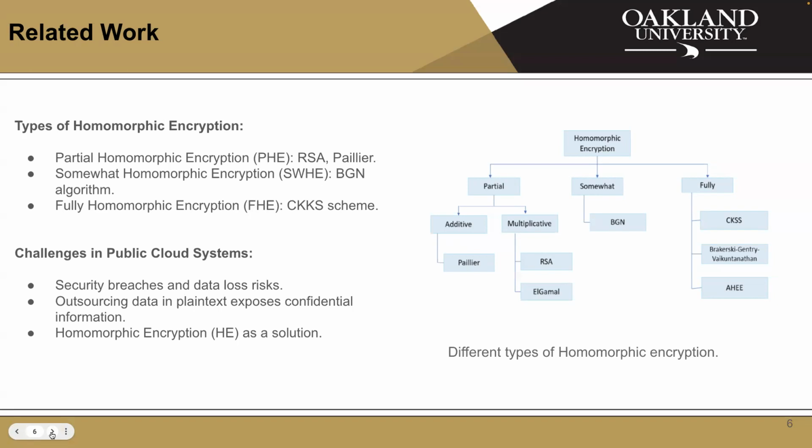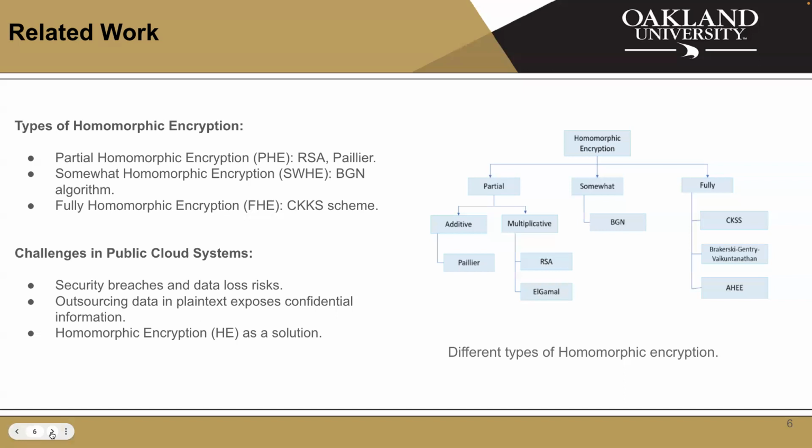Somewhat HE allows for multiple operations on encrypted data, but within certain limitations. The BGN algorithm is a notable example of SWHE. Coming to fully homomorphic encryption, FHE is the most advanced type, allowing arbitrary computations or unlimited additions and multiplications on encrypted data. The CKKS scheme exemplifies this capability, especially useful for arithmetic on real numbers.